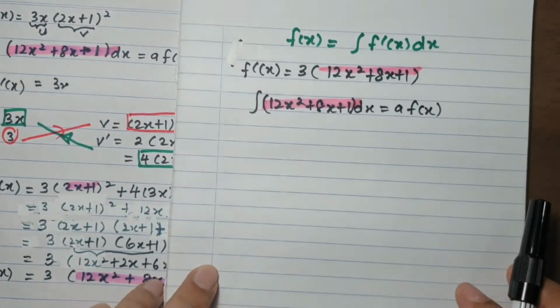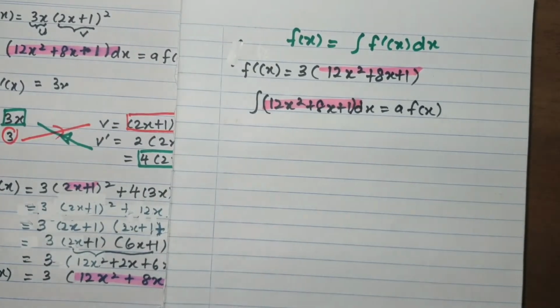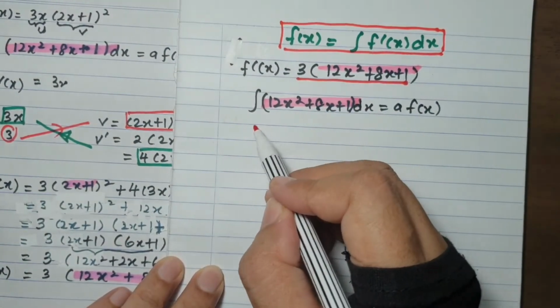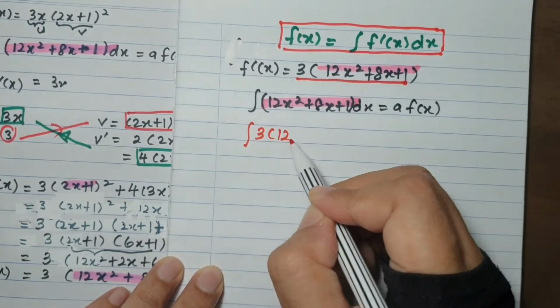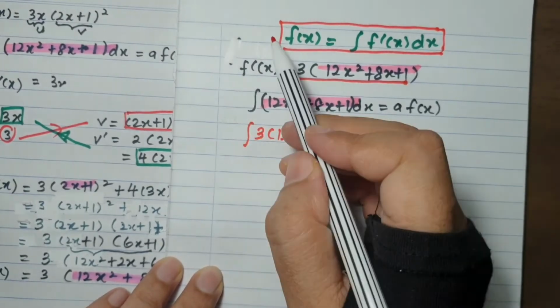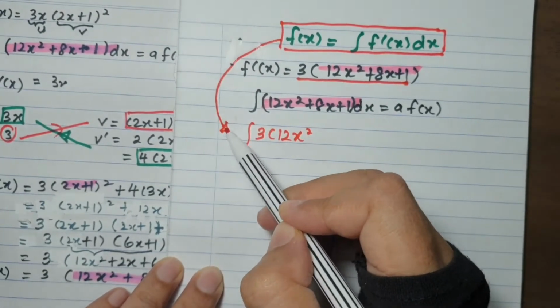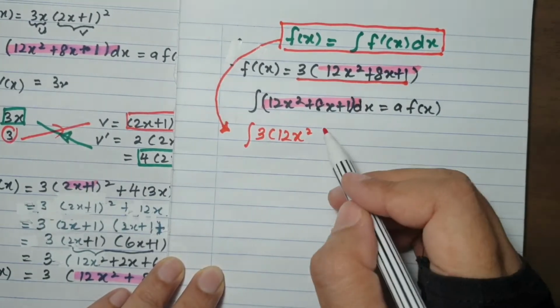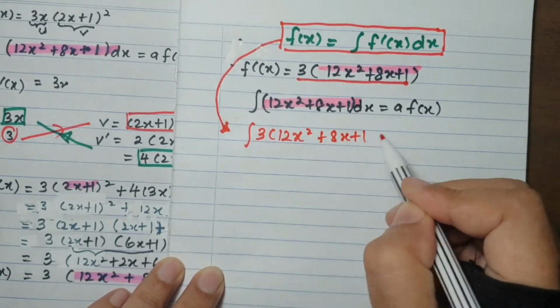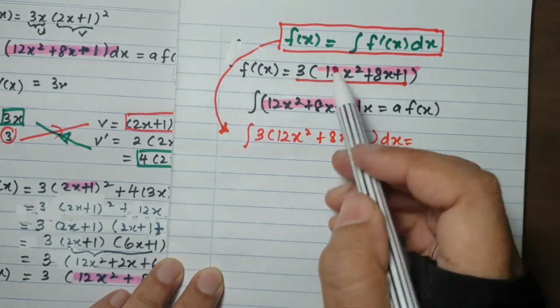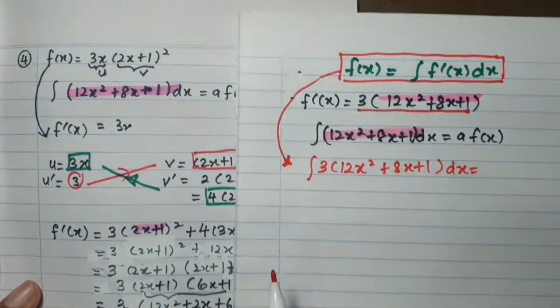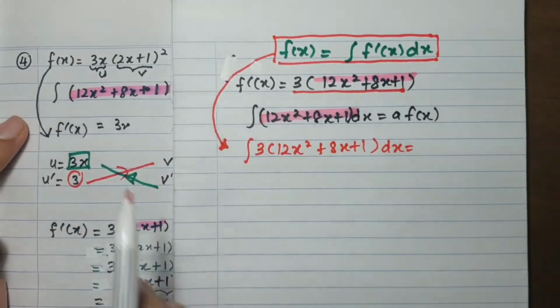So based on this concept, using this concept, integrate this. So based on this concept, if you integrate f prime x, this is your f prime x, with respect to x, the result is f x. Okay, what is your f x? This is your f x.